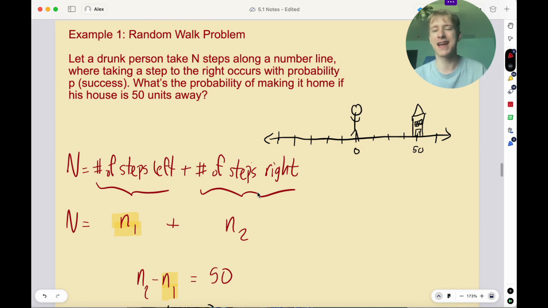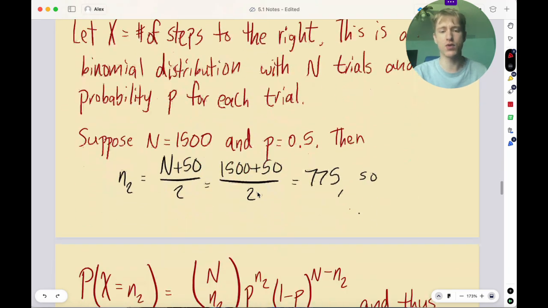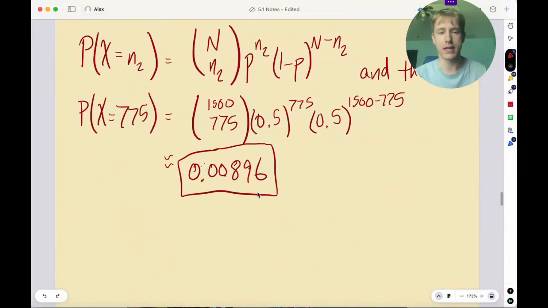Because we're assuming that, when he gets home, maybe the individual has a significant other who takes him in and takes care of him, or the drunk person just knows that when he's home, he can just stop. Okay. So what we really want is the probability that x is bigger than or equal to 775.